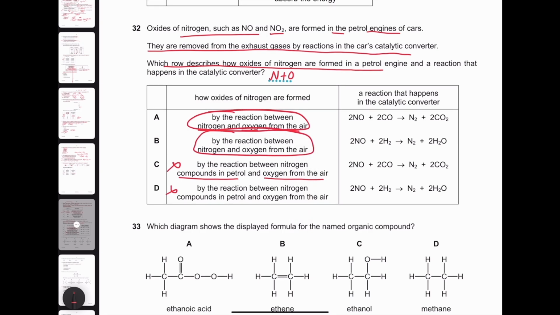Now, what is the equation? See, nitrogen monoxide will react with carbon monoxide because these are the more poisonous ones. And this will convert into unreactive nitrogen and CO2, less toxic. So the correct answer is A.